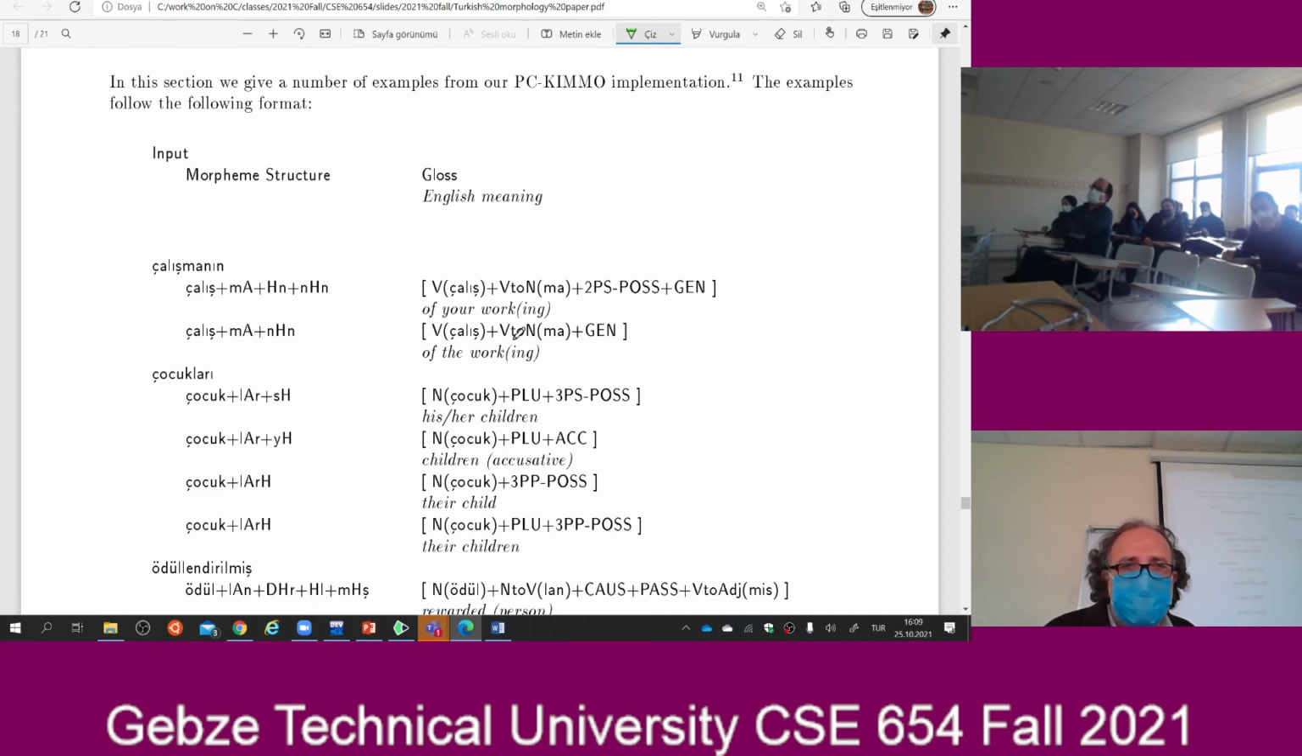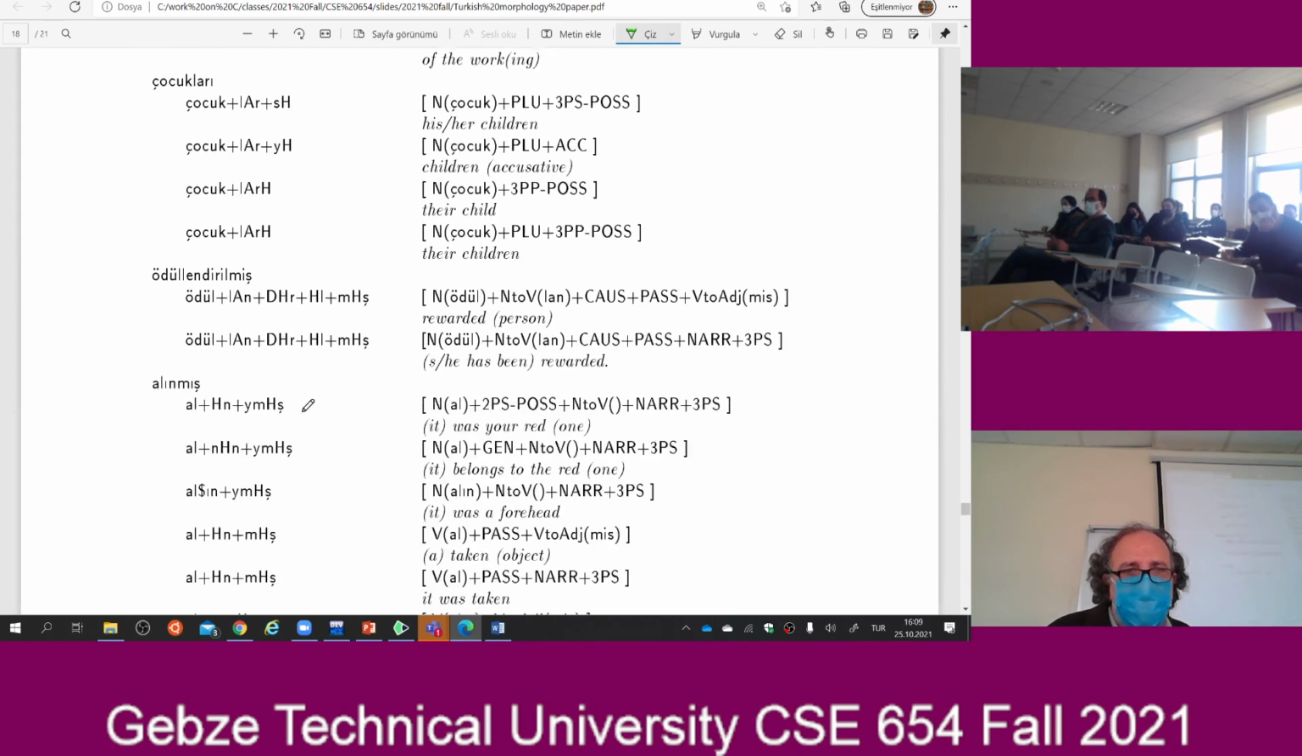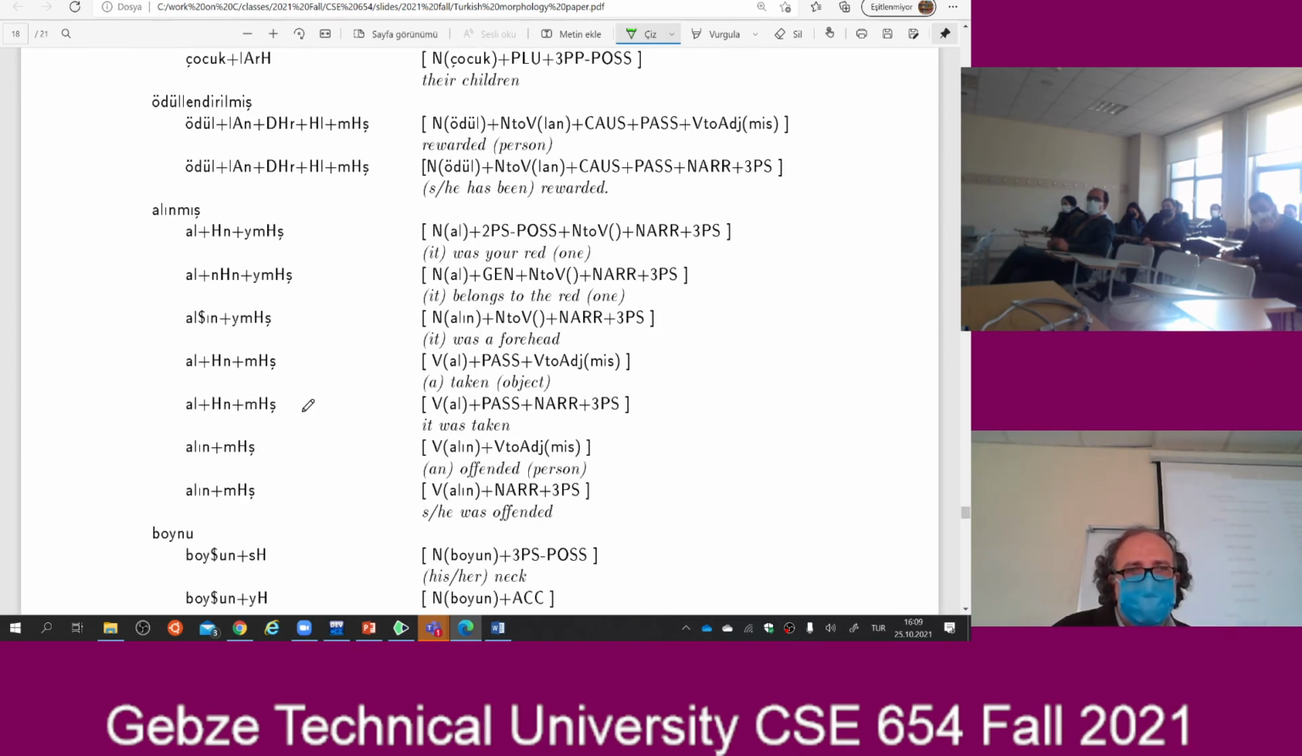tag assignment. It is root, okay, this is verb to noun, ma, okay, and then I have second person possessive and genitive. Genitive means this suffix is genitive, okay, and then relating to. Okay, çocukları we already did, ödüllendirmiş. We looked at these, right?